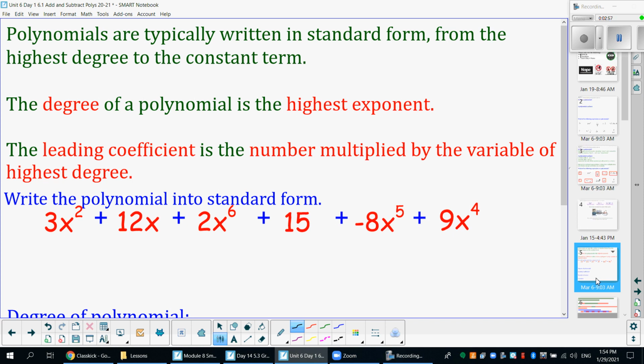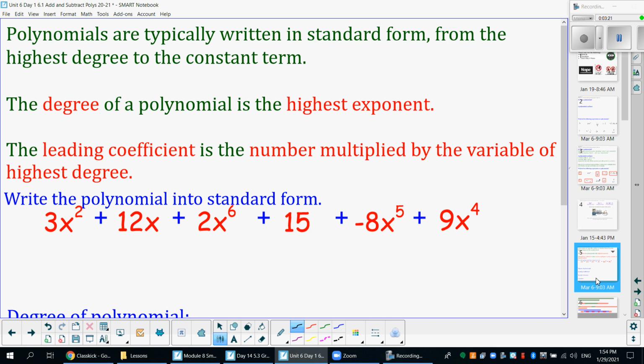So here we have a polynomial: 3x squared plus 12x plus 2x to the 6th plus 15 plus negative 8x to the 5th plus 9x to the 4th. This polynomial is not written in standard form. Can you write it in standard form? Well, to write this in standard form, we want to make sure we're following the rules, right?